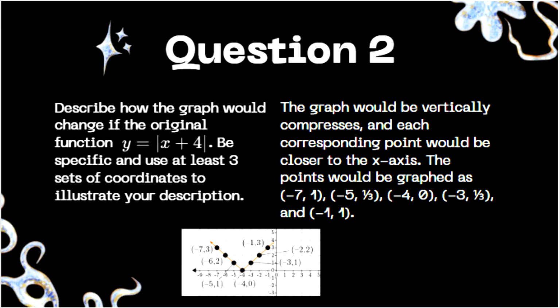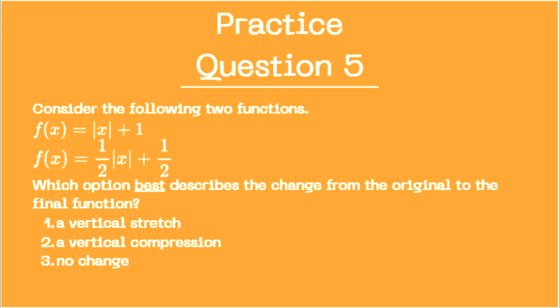So the graph would be vertically compressed, and each corresponding point would be closer to the x-axis. The points would go from -7.3 to -7.3 to -7.1. -5, which is right here, -5.1 would become -5.1/3. -4.0 would become -4.0 because the x-axis, the x-intercept never changes. -3.1 would become -3.1/3, and -1.3 would become -1.1. Okay, very end of the lesson.